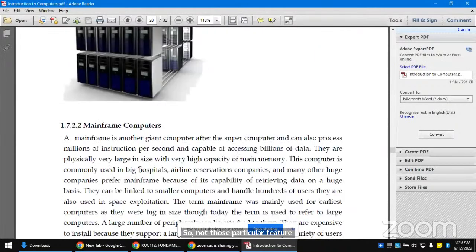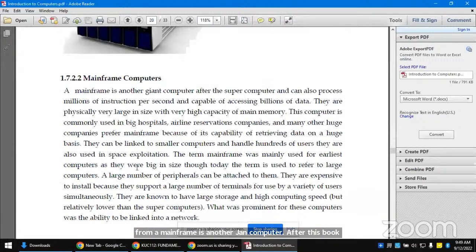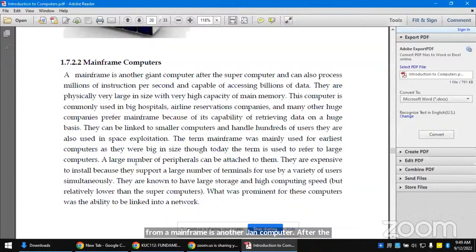Then we have the mainframe. A mainframe is another giant computer after the supercomputer and can also process millions of instructions per second and is capable of accessing billions of data. They are physically very large in size with a very high capacity of main memory. This computer is commonly used in big hostels, airline reservation companies, and many other huge companies prefer the mainframe because of its capability of retrieving data on a large basis.